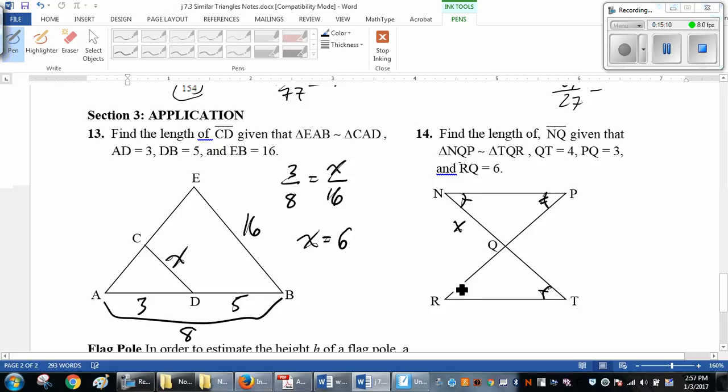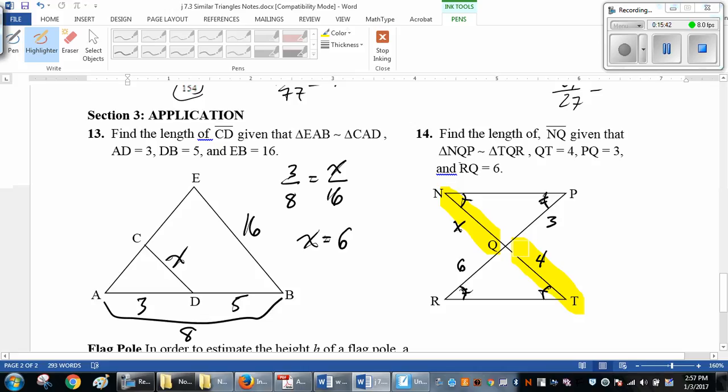This is where people tend to make mistakes because they're not lined up. So N goes with T, P goes with R. All right, QT, there we go, is 4, PQ is 3, and RQ is 6. Okay, now don't reverse these. Check it out, make sure we're good. Look at our corresponding parts. We have NQ. That goes with TQ, just right here.